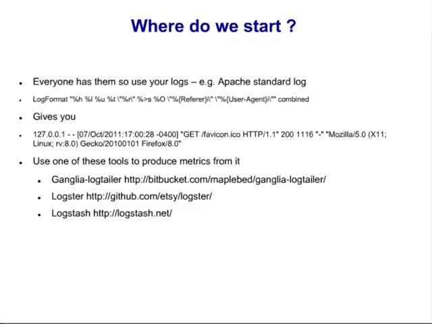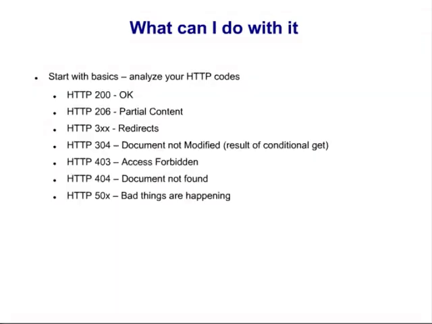First thing you'd want to do is just analyze the HTTP codes. There's a set of standards of what the HTTP codes mean. HTTP 200 is okay, content found, 206 partial content. Some of the most notable ones are 404 document not found, and HTTP 500s. That means bad things are happening. You either have some pretty major failure in your infrastructure where your backends are failing, something is seriously wrong, or it's misconfigured.